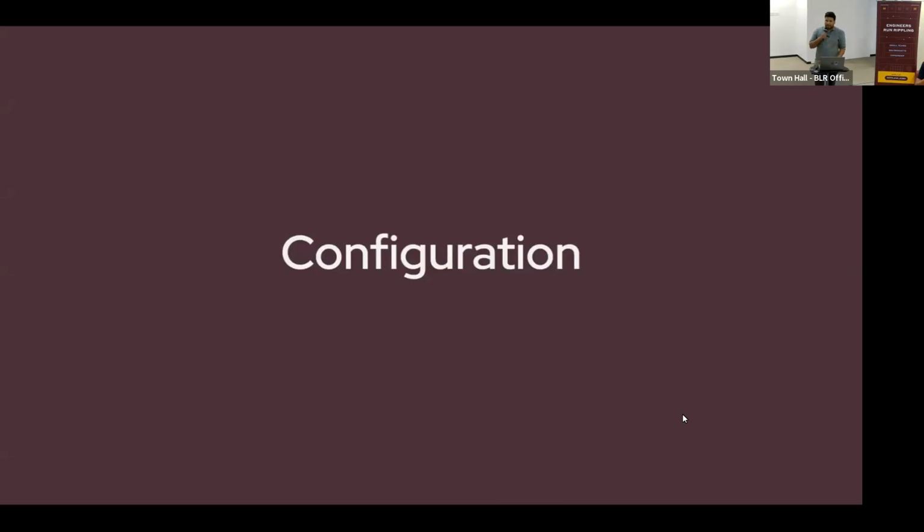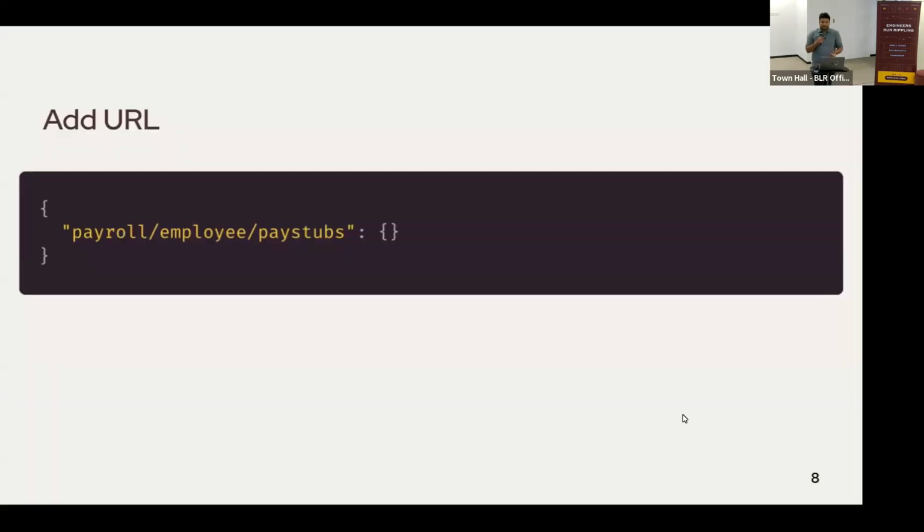So let's talk about the configuration. Here I will be talking about the configuration which we build on top of the Lighthouse configuration. What is the first thing that is needed to build our configuration? What is the most basic thing? The most basic thing is the URL. So for example, here I want to run it for the payroll URL, so I added this URL.